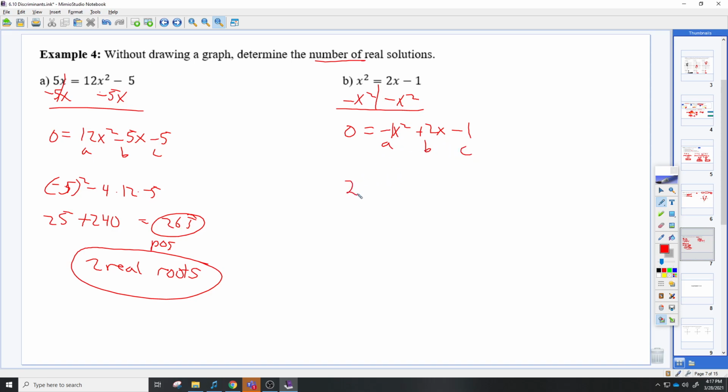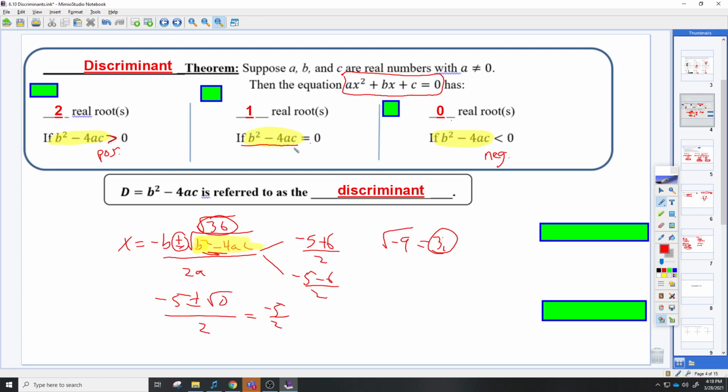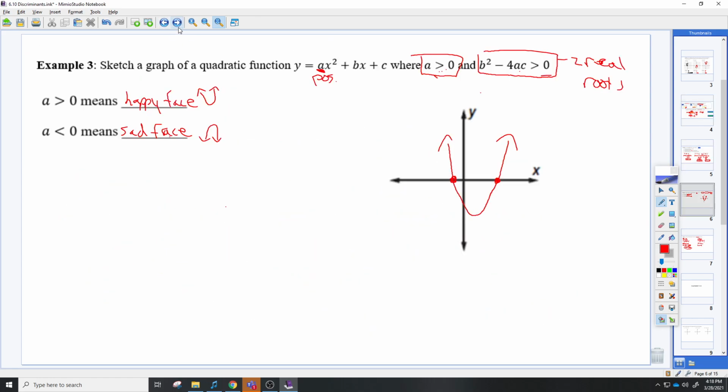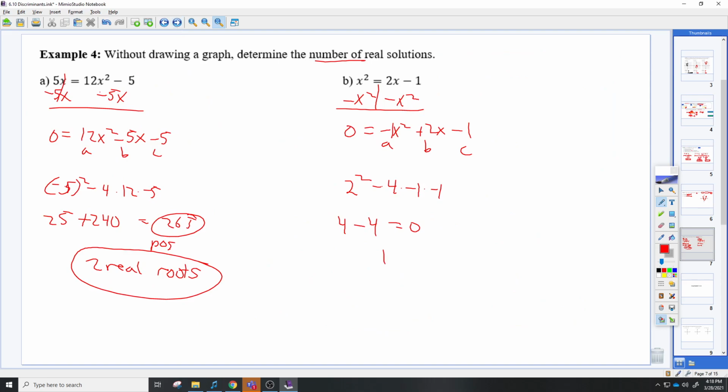So b squared, so it's 2 squared minus 4 times -1, which is a, times another -1, which is c. All right, so we get 4. Negative times a negative is positive times a negative, so we're going to get a negative. 4 times 1 times 1, that'll give you 4. So this is going to give you 0. If you remember, the number 0 is how many roots? 1 root. So 1 real root. Make sure you say the word real, so that way we know it's not imaginary. We're not talking about imaginary roots.